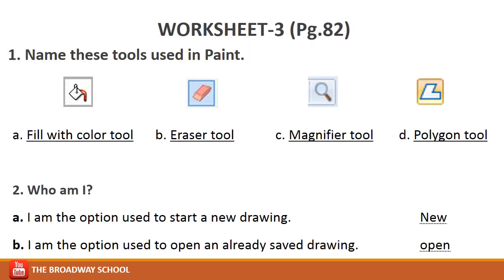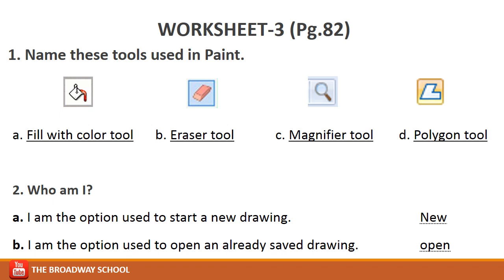Worksheet 3, page 82 of your textbook. Question number 1. Name these tools used in Paint. The first icon is actually showing the fill with color tool. The second one, eraser tool. The C one, magnify tool. And the last one is polygon tool.